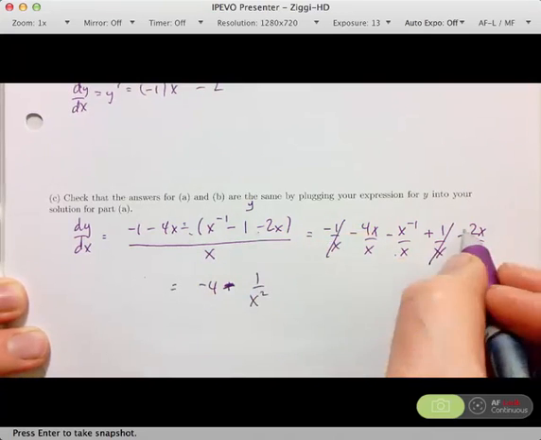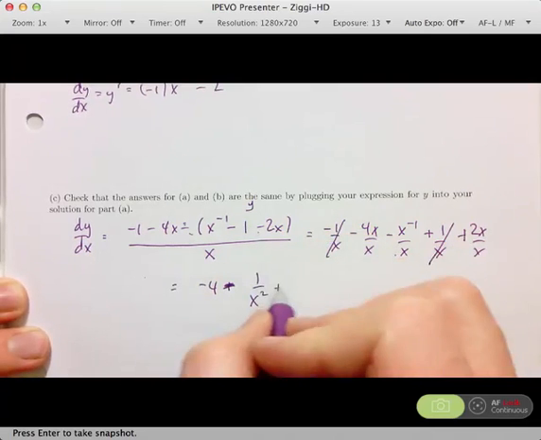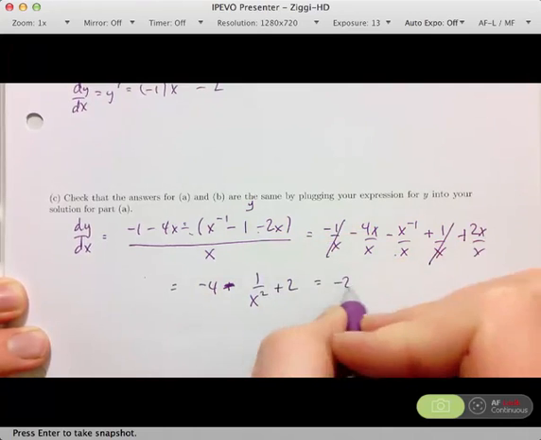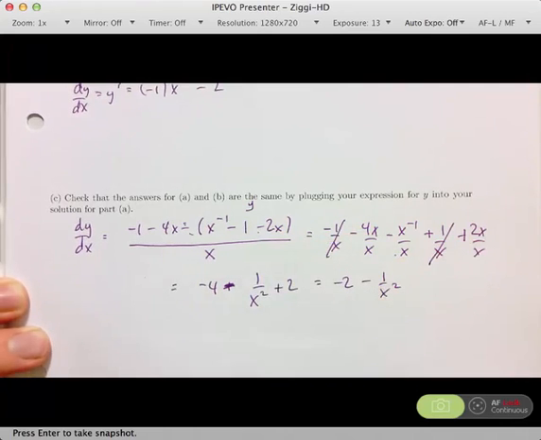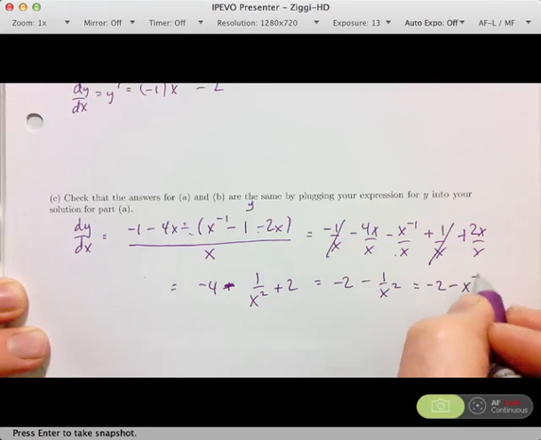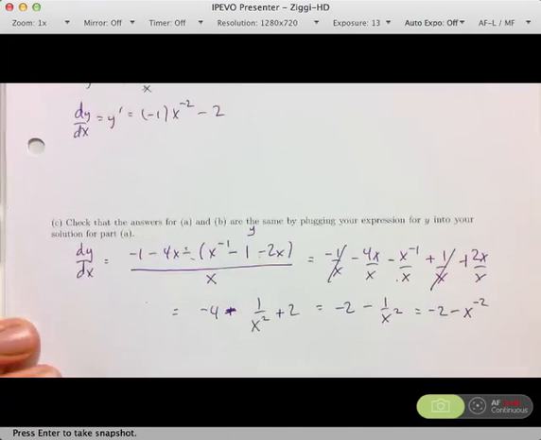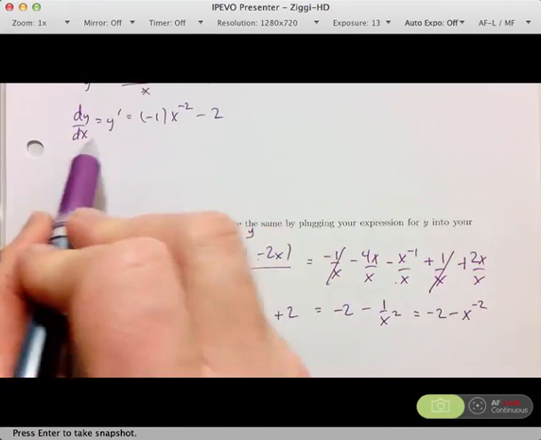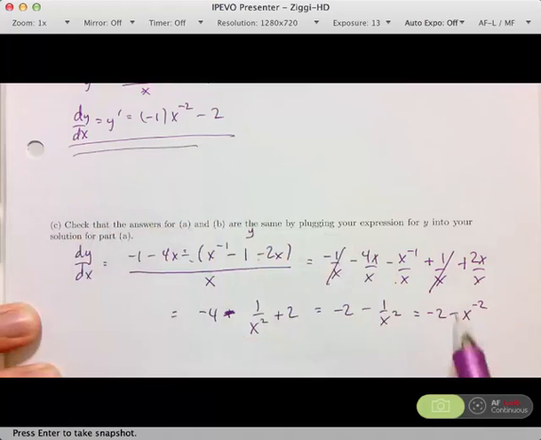Minus gives me plus 2 equals minus 2 minus 1 over x squared, or negative 2 minus x to the minus 2. Basically, that's exactly the same answer we had when we differentiated explicitly. Okay. So these give us the same form of the derivative.